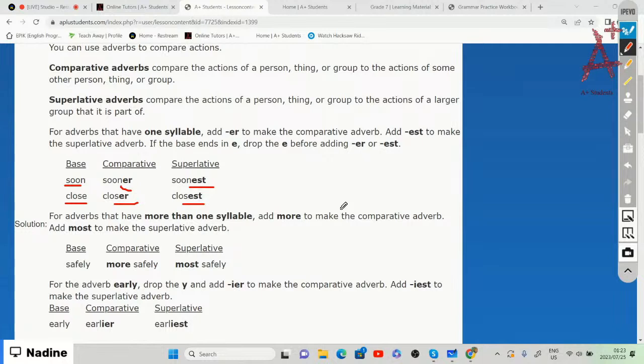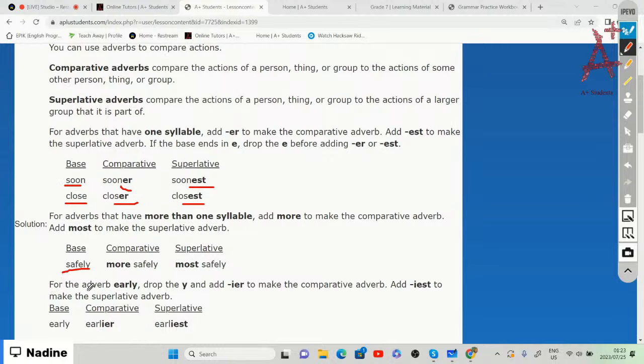For example, our base word is safely. So safely is the base word. But for the comparative, which has more than one syllable, we will say more safely. And for the superlative, we can say most safely. And that is how we show comparison.